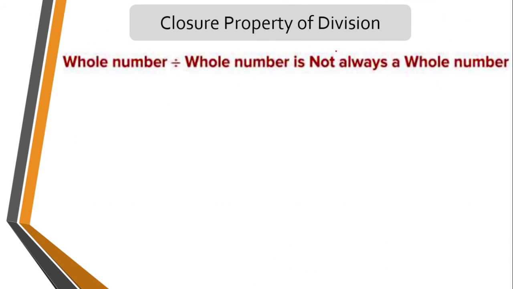Now let's see closure property of division. A whole number divided by a whole number is not always a whole number. Here also it's the same as for subtraction. In some cases it doesn't work. If we take an example of division, let's take 6 divided by 3. Now if we do 6 divided by 3, we are getting 2.